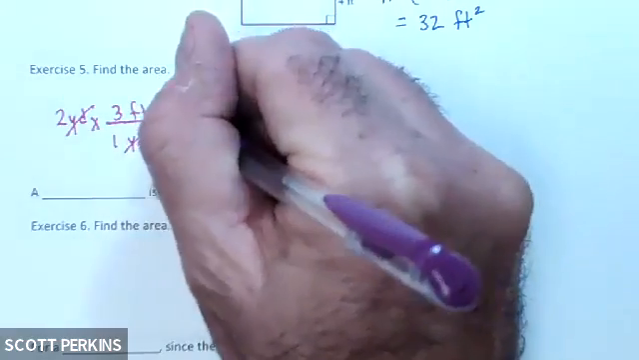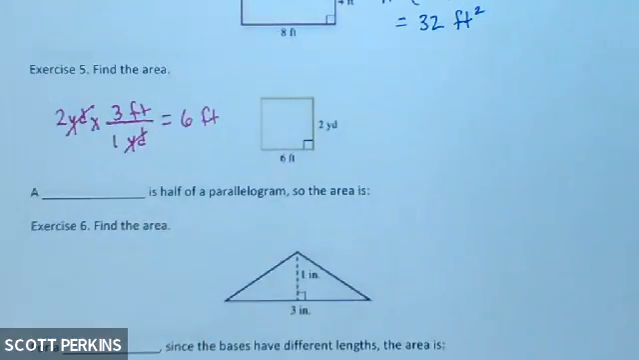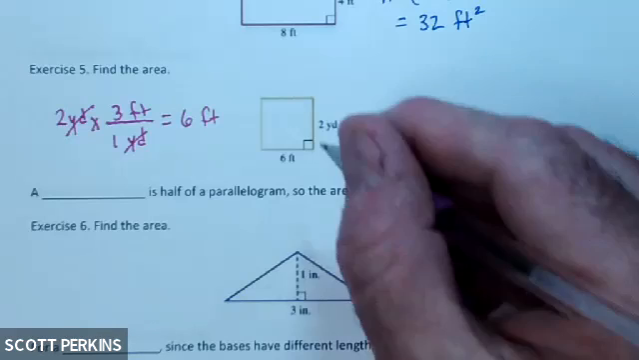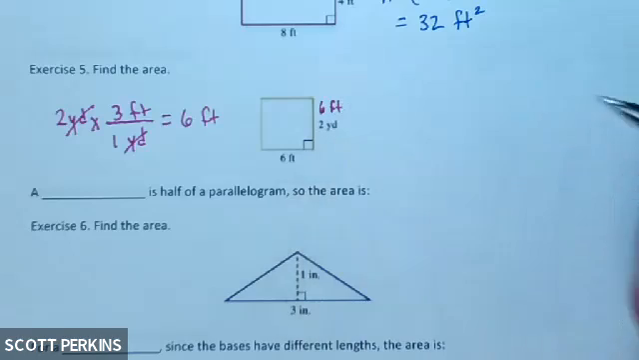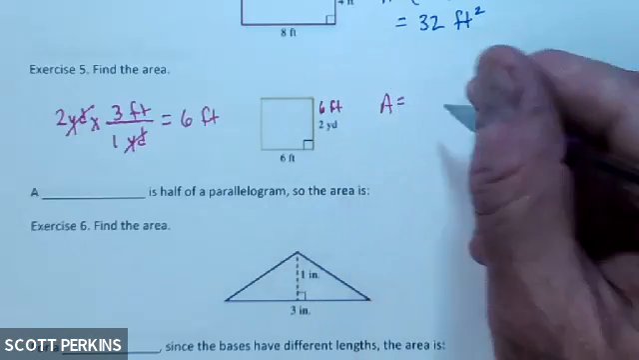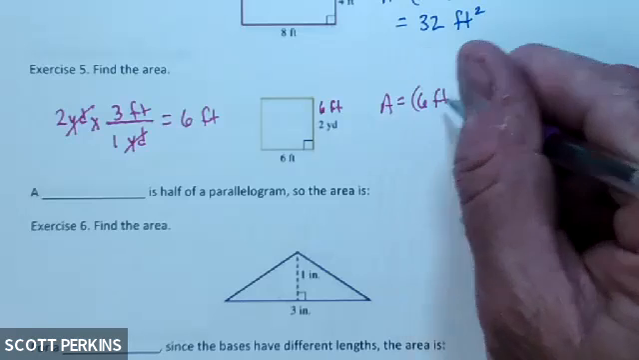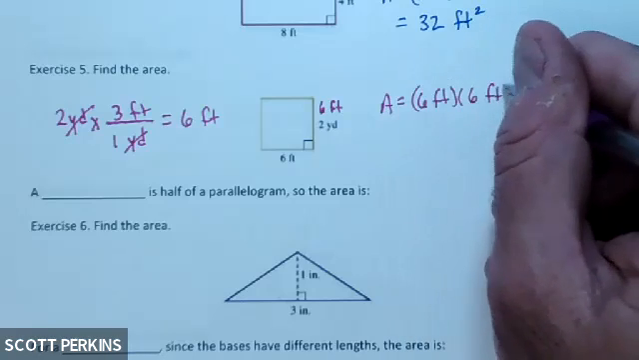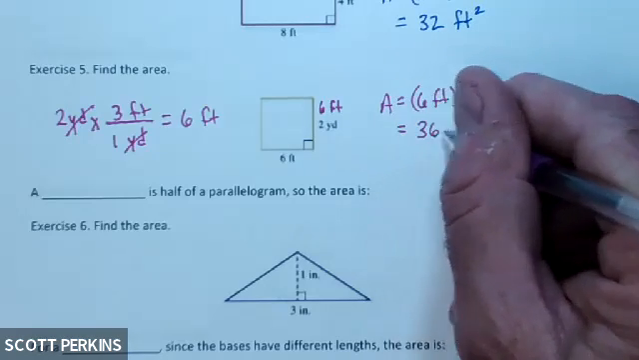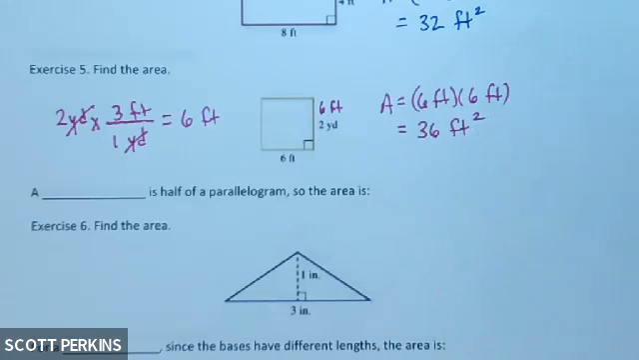So what this is, is 6 feet. Again, you might not have needed to do that. You might have said, oh, that's just a square, so 2 yards has to be 6 feet. That is great. So this is 6 feet right here. So my area of this square is going to be 6 feet is the base, 6 feet is the height. So that's 36 feet squared.